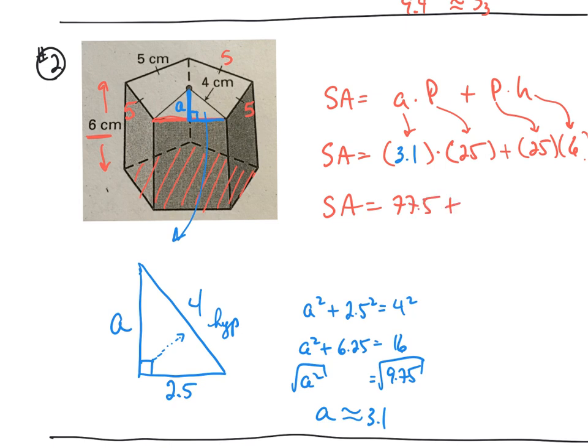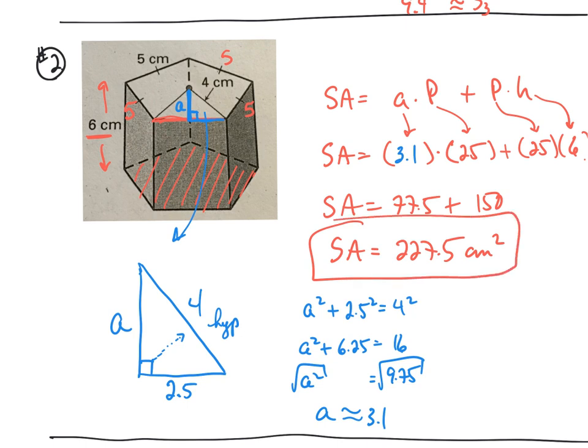And 25 times 6, what's that, 150? Yeah, so 150. And so when I add those together, 77.5 and 150 gets me 227.5. And what are we in here, centimeters? So it'd be 227.5 square centimeters. Okay? All right. So that's the idea for finding the surface area of a prism.